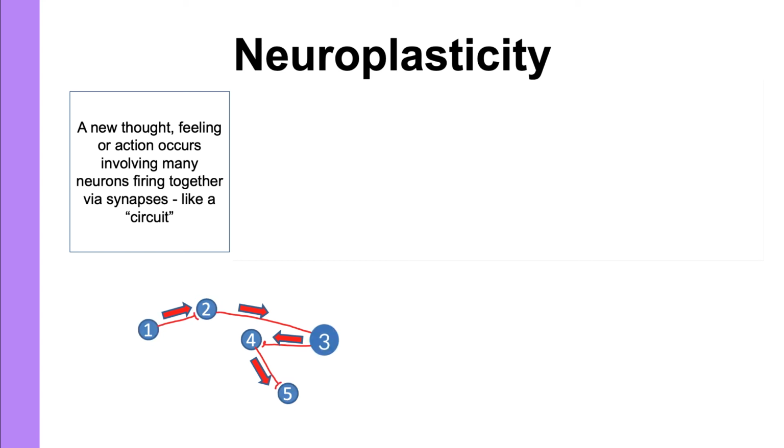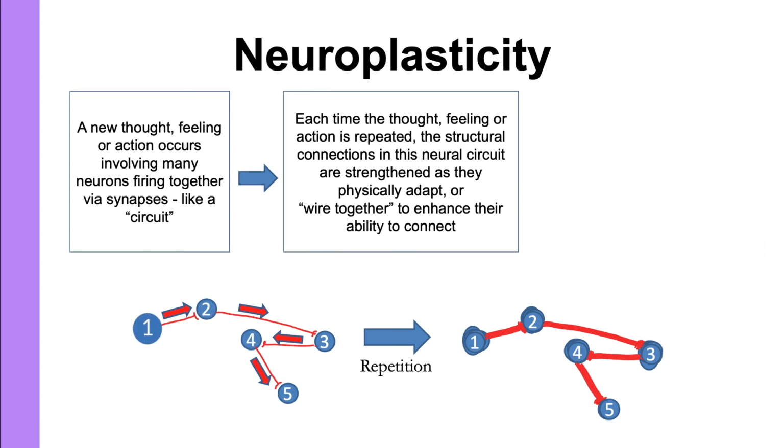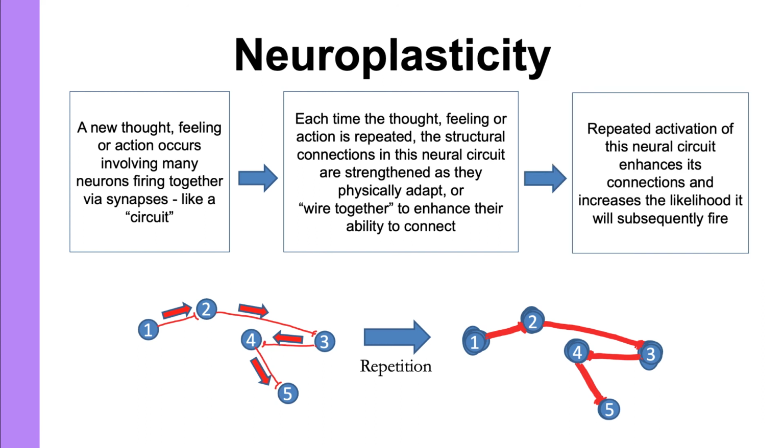And every time that we do this new behavior or experience this new feeling or have this new thought, the connections in the brain are strengthened. Those structural connections between these circuits are strengthened every time that signal travels through those neurons. With repetition over and over again, the signal between those neurons is strengthened. So we're developing more pathways, and signals will function more easily as we continue to repeat whatever this behavior, feeling, or thought is. That repeated activation of that neural circuit enhances the connections and then makes it easier to fire.